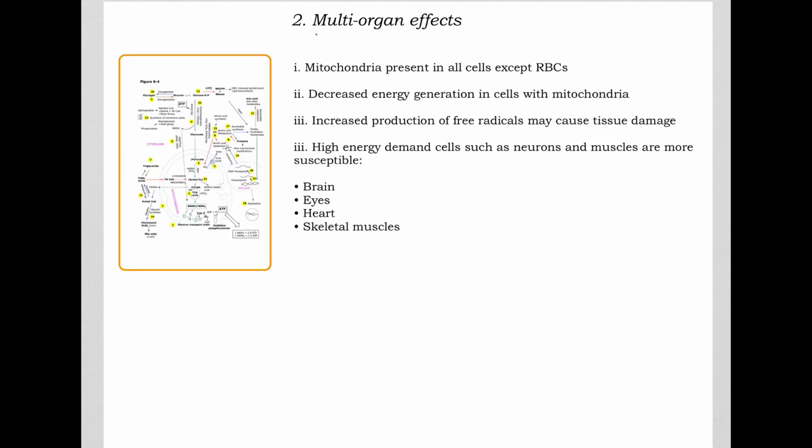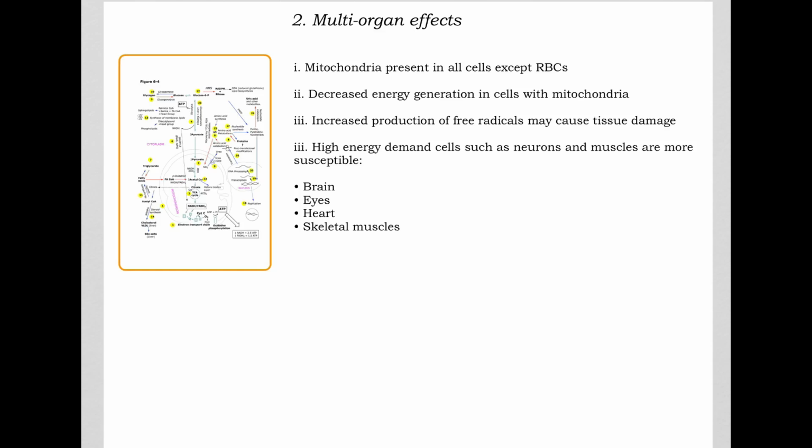Mitochondrial disorders can affect many different organs, and that's because mitochondria are present in many different types of cells, except for the mature red blood cells. Since one of the major functions of mitochondria is to produce ATP or energy, these cells that are affected will have decreased energy generation, decreased ATP production. And as explained earlier, if ATP production goes down, there can be a possibility of having a higher concentration of free radicals, which can attack the cells.